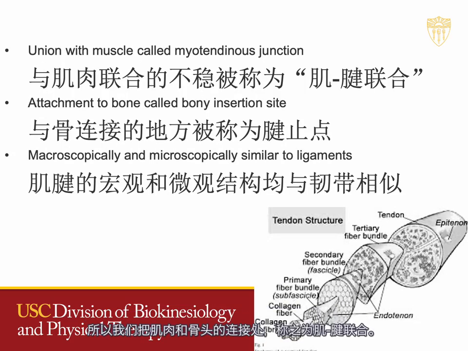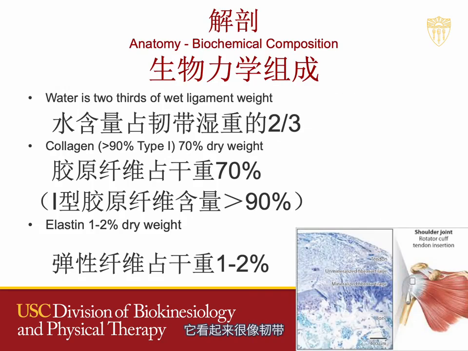So when you put the muscle and the bone next to each other, we call this a myotendinous junction. You have the muscle turning into a tendon and then that tendon attaching to the bone. And like I said, it looks a lot like a ligament. Water is a big piece of the tendon, and collagen is the other big piece. So the dry weight is primarily collagen. And then we have what's called elastin, which helps to separate the cells and then bring those fibers back together.